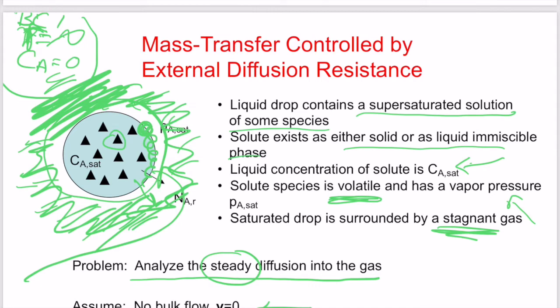So the way she did it, she used the fact that it's a saturated evaporation here. So the concentration at the surface, she called it CA, I'll call it CA surface, is equal to PA sat over RT.